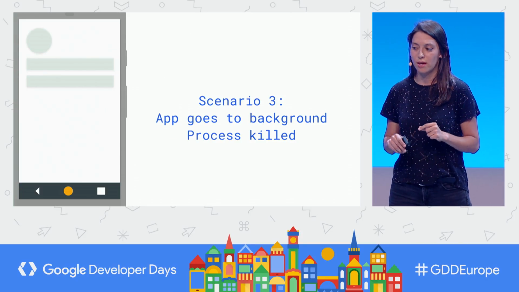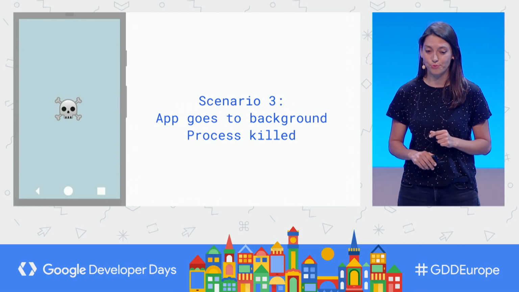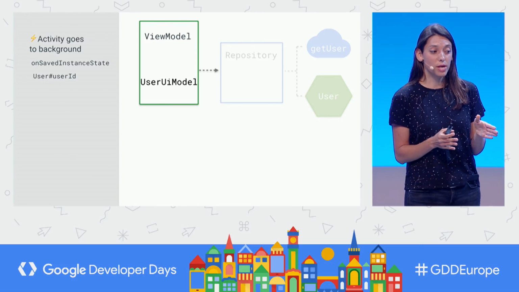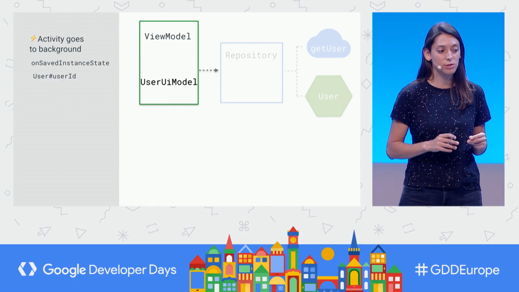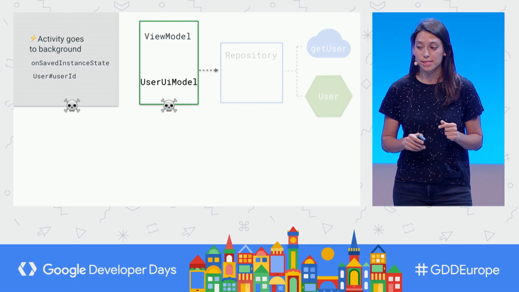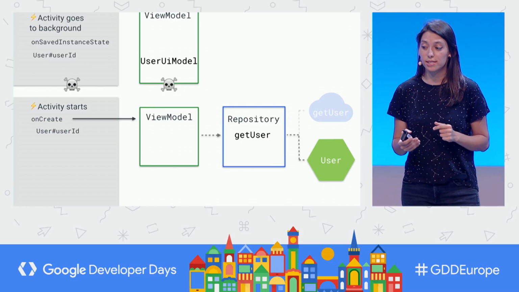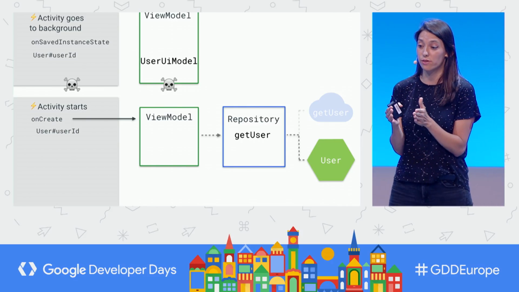Scenario 3. Application goes to background, and then the process is killed. In this case, when the activity goes to background, in onSaveInstanceState we should save the user ID. This is why: when the process is killed, the view model is also killed. So when the activity starts, in the onCreate we would have that user ID in the bundle.